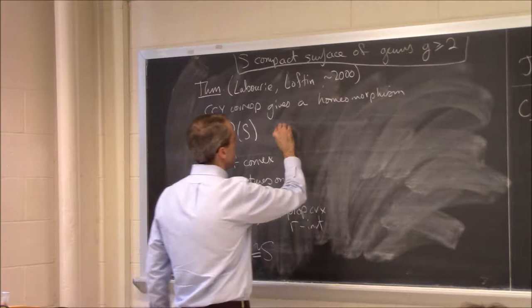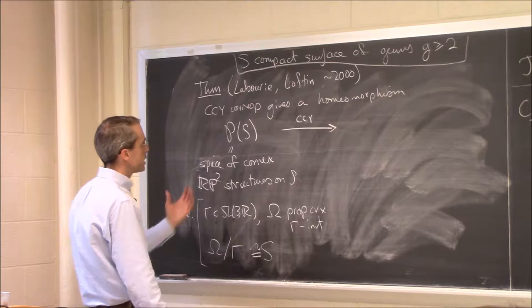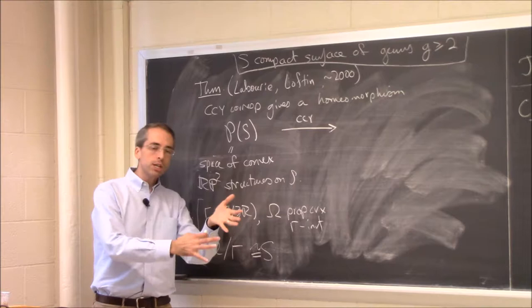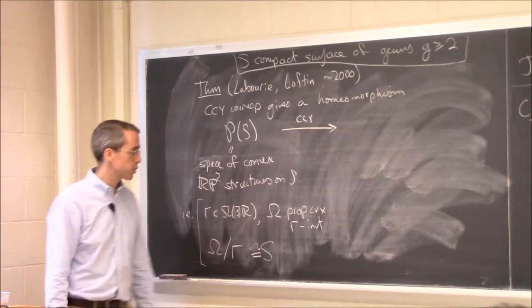Okay, so that map, you can apply the Calabi-Yau-Cheng-Yau correspondence to this, and the first thing you notice is that if you apply that correspondence to a domain that has a lot of projective symmetries, you have to get a Riemann surface and a cubic differential on it that is invariant under a big group of biholomorphisms of the surface.